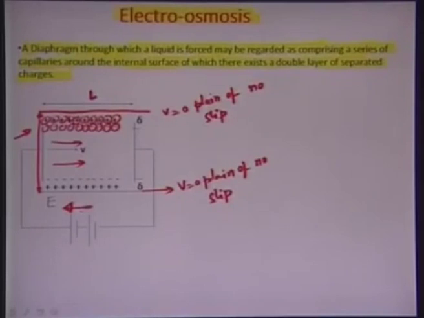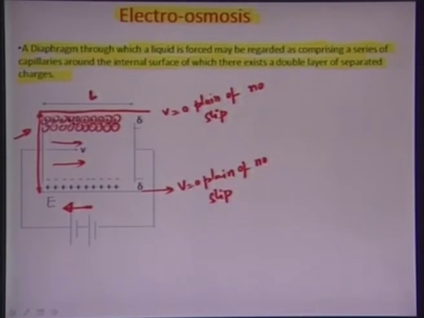Here we consider, let's say, an EMF which is applied external to this capillary. There is an EMF by virtue of this battery which is applied, as you can see here, by means of a series of batteries in the circuitry. So what do you think will happen? There would be a tendency of the negative ions to move towards the positive electrode, right?